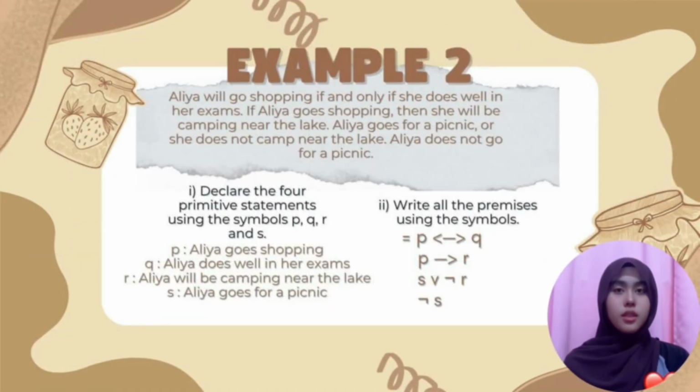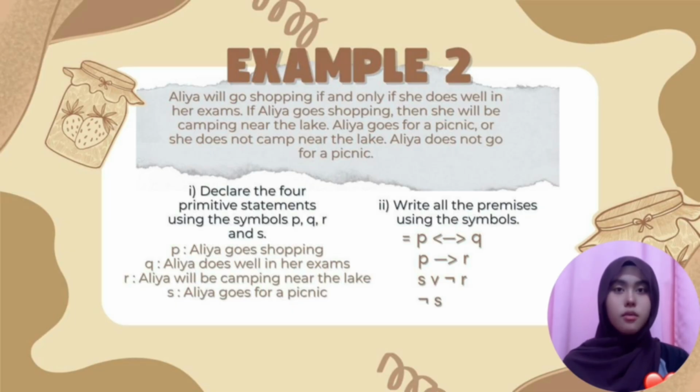Another example, example 2: Alia will go shopping if and only if she does well in her exams. If Alia goes shopping, then she will be camping near the lake. Alia goes for a picnic or she does not camp near the lake. Alia does not go for a picnic. So for the first question, declare the four primitive statements using the symbols P, Q, R, and S. Let P be Alia goes shopping, Q be Alia does well in her exams, R be Alia will be camping near the lake, and lastly S be Alia goes for a picnic.